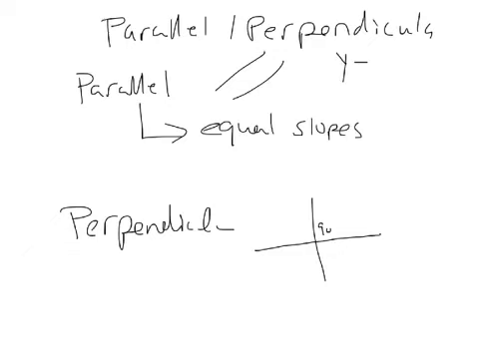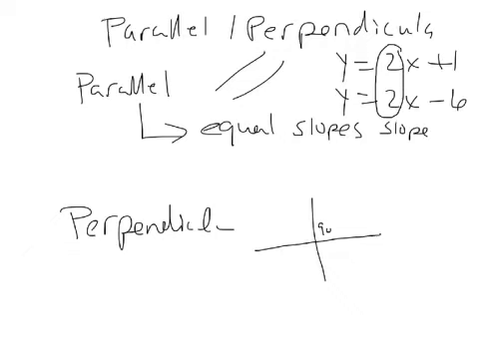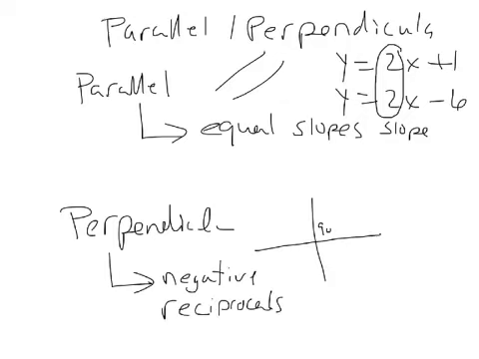So y equals 2x plus 1 and y equals 2x minus 6. These would be parallel because they both have a slope of 2. And you could even type those in the calculator and you would see that they would be parallel to each other. Perpendicular, we learned to have negative reciprocals. And remember we referred to that as flipping opposites.